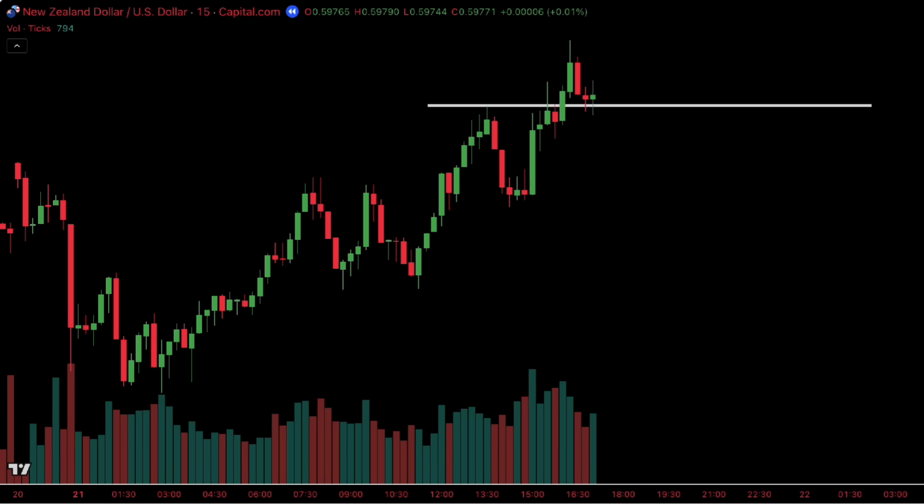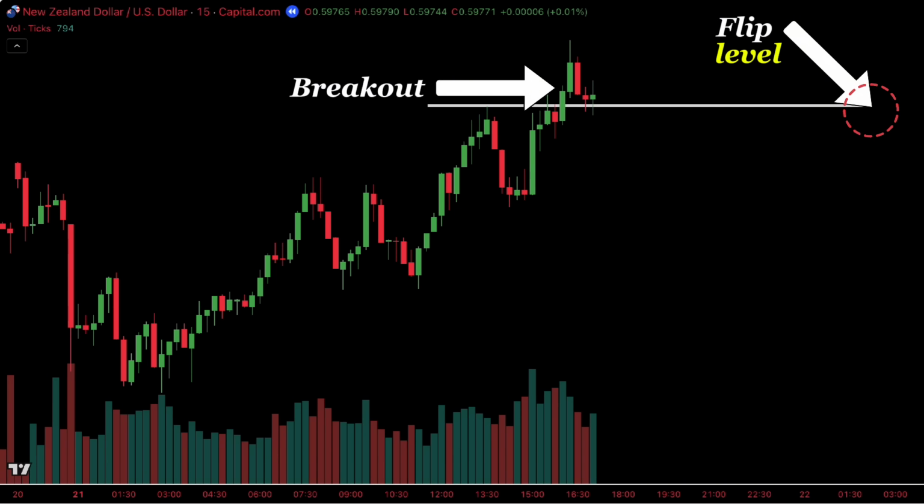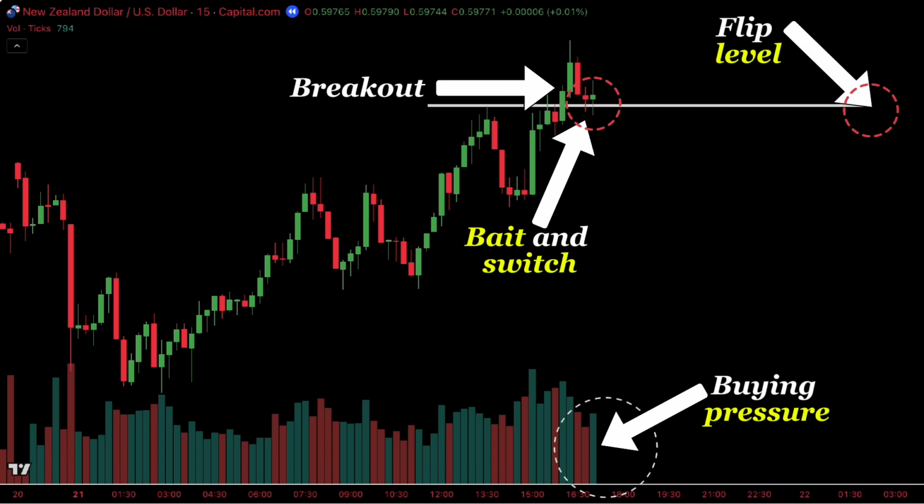Now, this resistance level gets broken and turns into support. So now we have a clear uptrend, a valid flip level. Then the market retraces back to the level. It breaks below support and closes back above. A clear bait and switch. Now look at the volume. There is strong buying pressure, which confirms participation. And let's assume the higher time frame is also aligned.